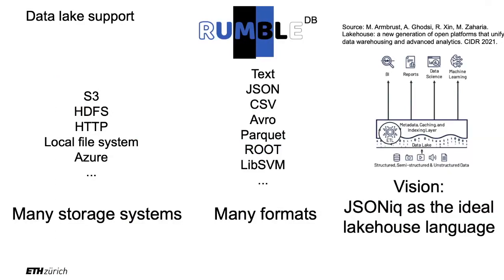We have an implementation that we use for this course and for the exam that's called RumbleDB. It's made at ETH. It supports S3, HDFS, HTTP, the local file system, Azure. It can read JSON, CSV, Parquet that we saw, text can be read as well, ROOT, that's for the high energy physicists at CERN, libsvm for machine learning and so on. And the vision is that JSONiq also can be used for the entire ecosystem, including machine learning and so on. But that I'm not getting into in this course, but just to tell you the vision.